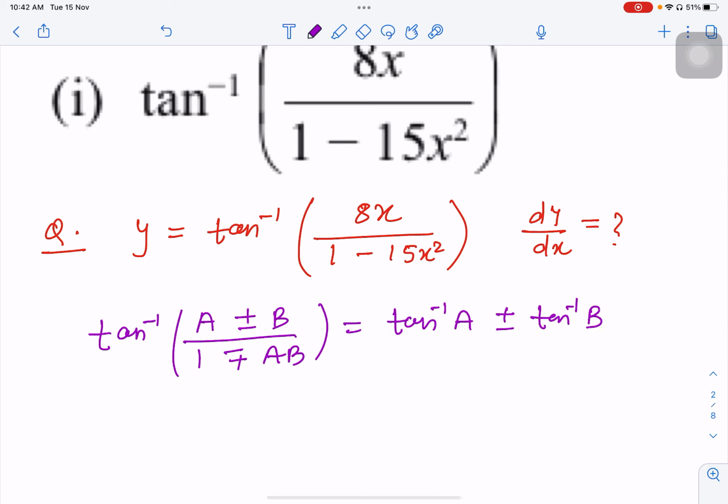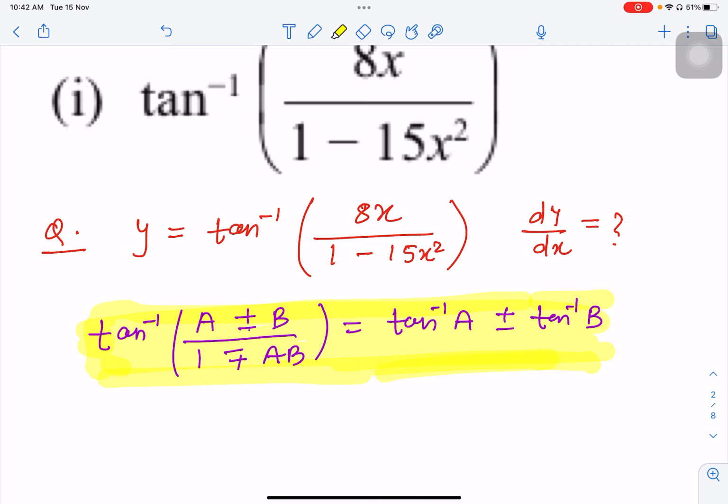I have written two formulas together. If you have a plus here, we'll have minus in the denominator. If we have minus in the numerator, we will have plus in the denominator. And accordingly, whatever sign is in the numerator, the same sign will come on the right hand side as well. This is a very important formula. Not just for derivative, it's important for trigonometry as well.